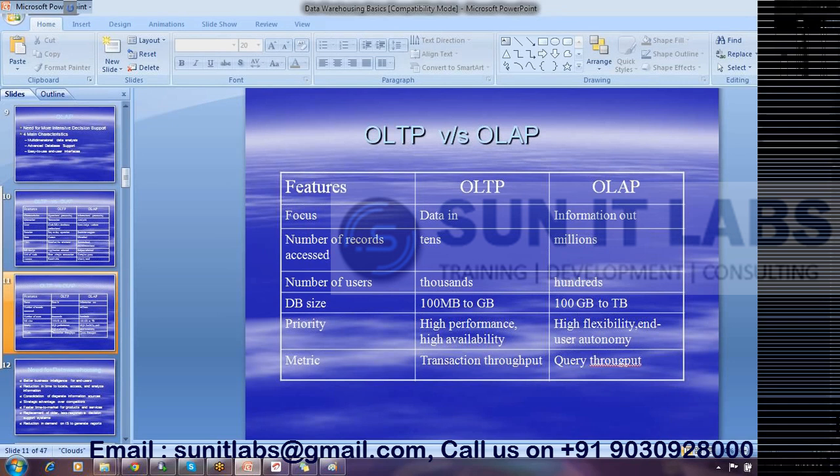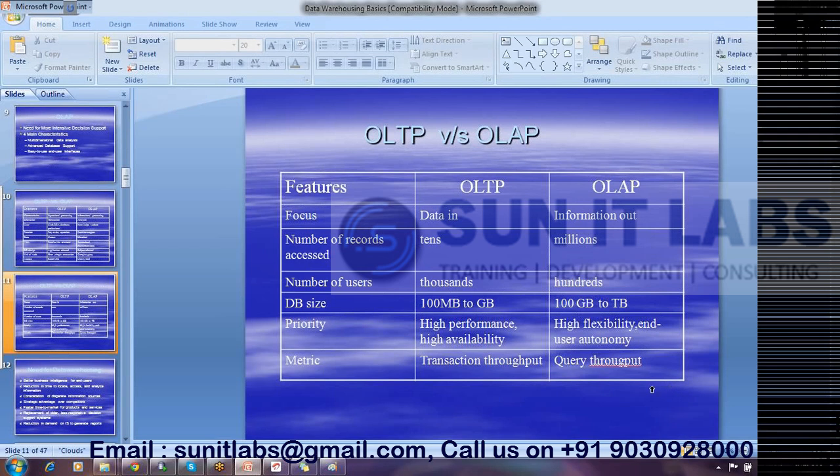Priority-wise, OLTP is high performance and high availability, and the OLAP system is high flexibility. How are you going to rate the performance of an OLTP system? It is transaction oriented, and the OLAP system is about query throughput. In the sense, you measure the performance of an OLAP application based upon query performance, how much time it takes to access the data. Whereas OLTP performance is driven by how much time it takes to do a transaction, when I do a credit card transaction or a transfer. That is the metric for the OLTP system, and query throughput is the metric for the OLAP system.